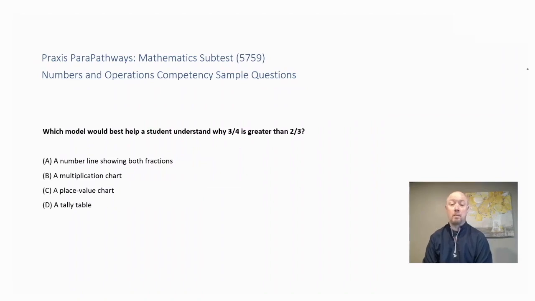Which model would best help a student understand why 3/4 is greater than 2/3? Is it A, a number line showing both fractions? Is it B, a multiplication chart? Is it C, a place value chart? Or is it D, a tally table?